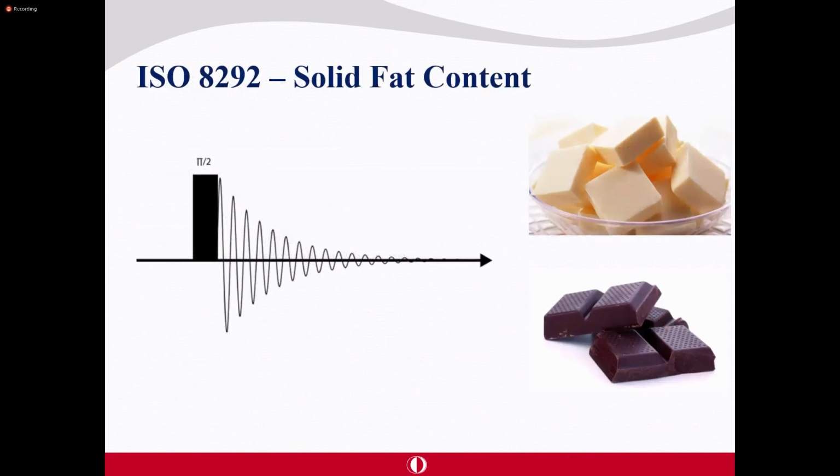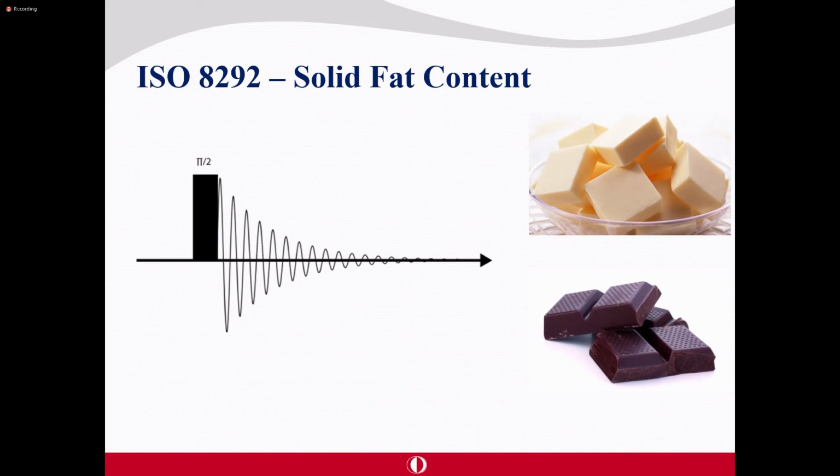Well, let me give you some specific examples. For instance, there is an already determined standard method to measure the solid fat content of fat-containing products, like even the margarine, butter, chocolate, cocoa butter. We can measure the solid fat content, because in these mixtures, in these products, we not only have liquid fat, which is oil, but also solid fat, which affects the physical properties significantly.